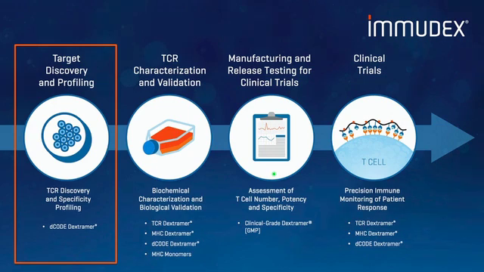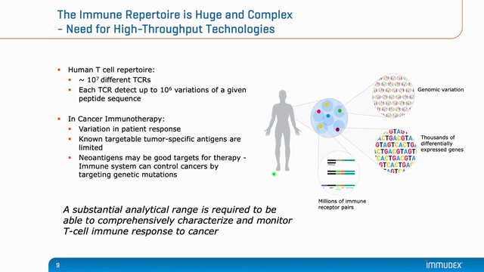First, target discovery. If we take a look at the immune repertoire, it is very, very large. So finding the right TCR for a given application is essentially a question of finding the needle in the haystack. If we look at the human T-cell repertoire, it's been estimated that at any given time, the number of different TCRs present on T-cells circulating in the body is on the order of tens of millions.